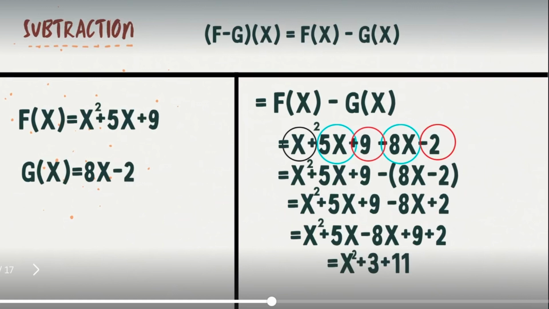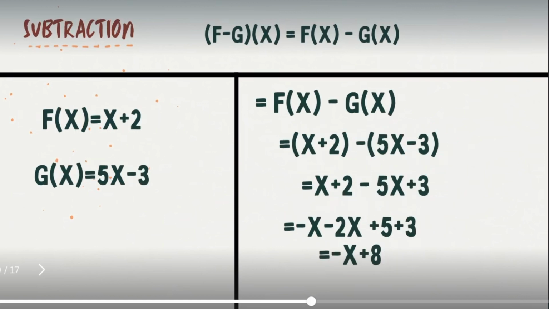And then positive 5x minus 8x is equal to negative 3x. Okay. And then positive 9 plus positive 2 is equal to positive 11. And there you go. You have your first answer to the first question. So f of x minus g of x is equal to x squared minus 3x plus 11.